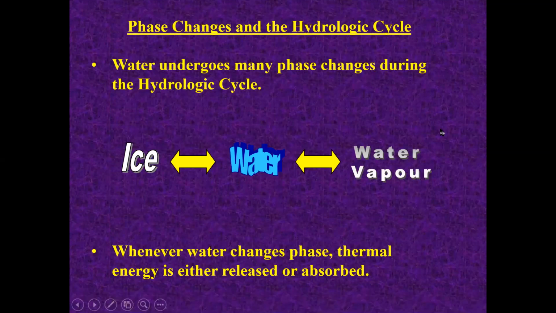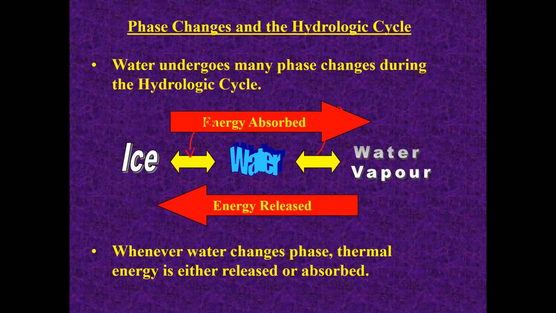Now, this is where it gets a little bit confusing. When ice goes to water, is energy released or absorbed? We would actually absorb energy. But when water goes from water to a gas, it releases energy. So that's going to be negative, and this is going to be positive. Absorbed, energy released.